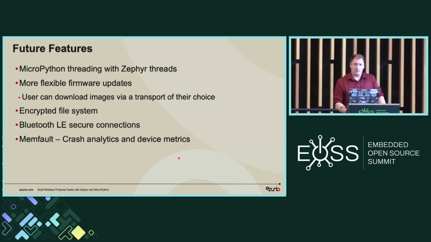Also, we want to get some encrypted file system stuff going. Making sure your secrets are secure is important for IoT devices. We don't have all of BLE secure connections working yet. That's soon to be there, being able to pair. And then our friends at Memfault, they have a great platform for crash analytics and device metrics. We want to build some features into the core firmware for that.